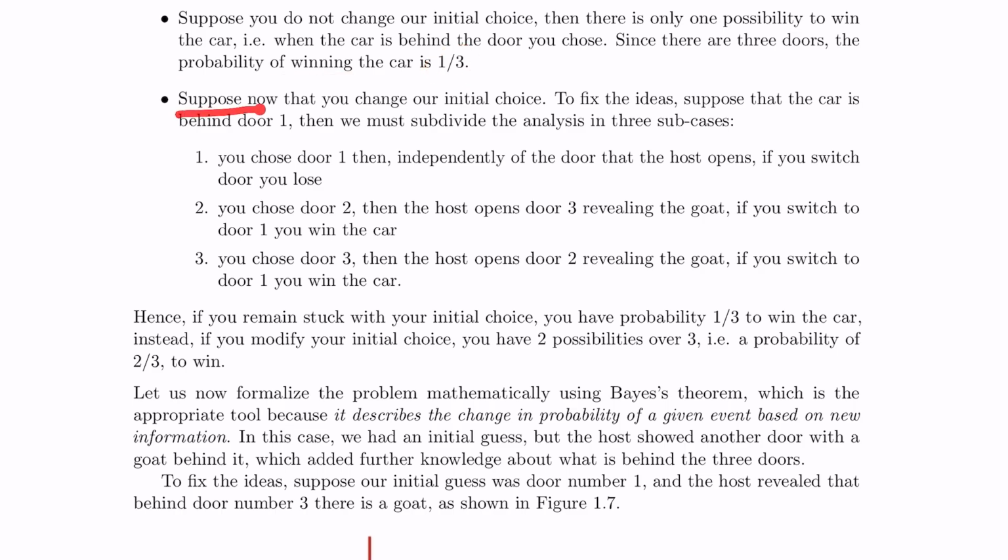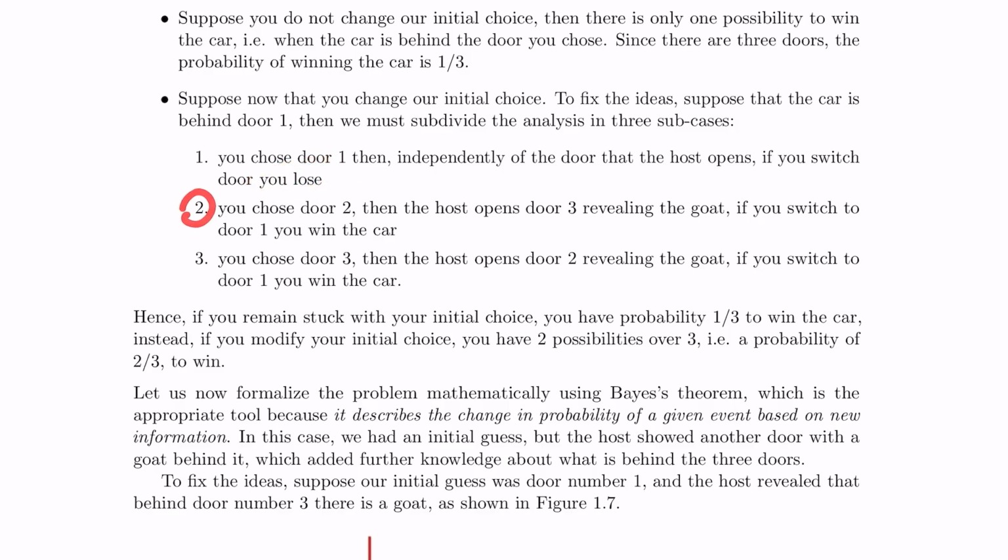Now instead suppose that you change your initial choice. And to fix the ideas, let's also suppose that the car is behind door 1. There are 3 cases to analyze. First, you chose door 1. Then, independently of the door that the host opens, if you switch the door, you lose.